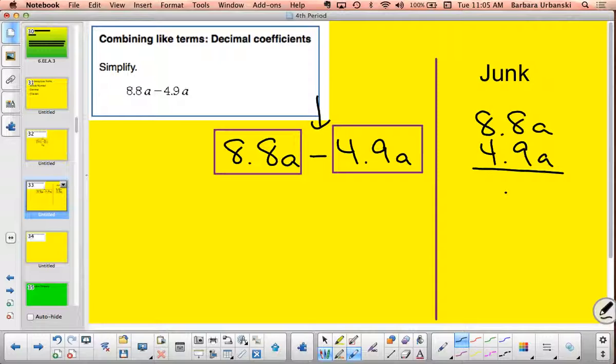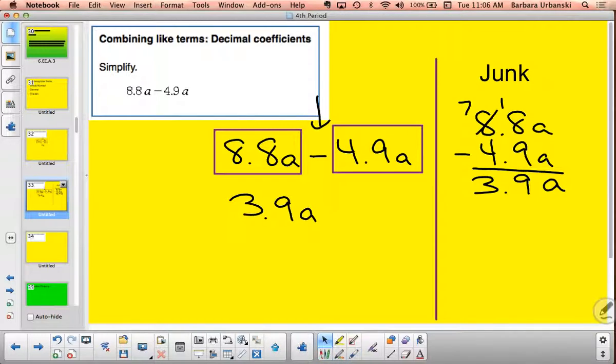And so we have our sign of operation as subtraction. We know that the same last name is a. We could go ahead and borrow, and then 18 less 9 would give us our 9. And then when we take 4 from 7, we have 3. And our answer would be 3.9a. That would be the difference.